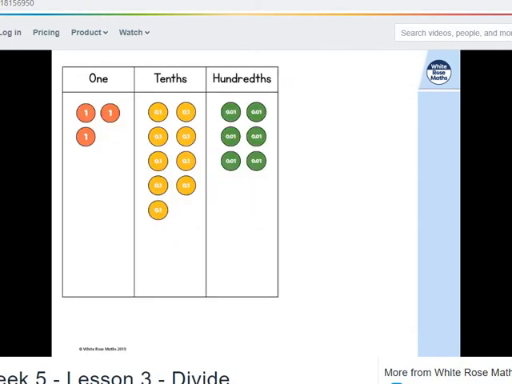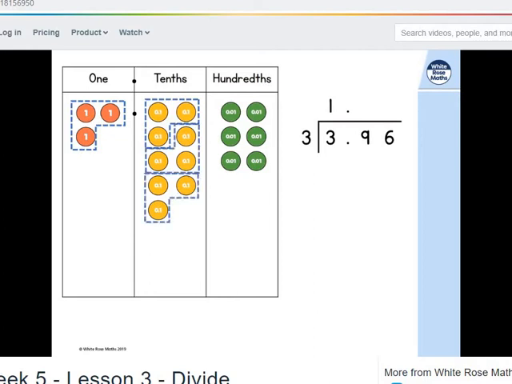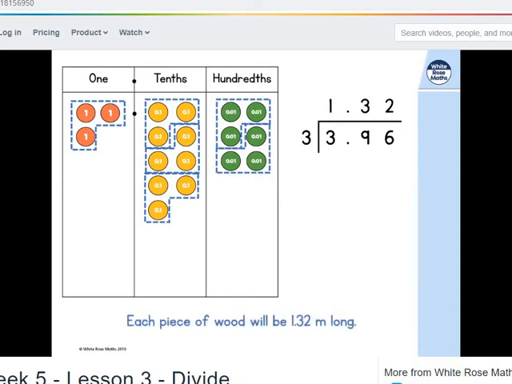Let's represent our 3.96 using place value counters, not forgetting our decimal point between the 1 and the tenths. So let's represent that using short division. We're looking for groups of 3. Well, in 1, there is 1 group of 3. What about in 9/10? How many groups of 3 can you see? Well, there'd be 1, 2, and then 3. So we need to record the 3. And then in 6/100ths, there would be 2 groups of 3. So each piece would be 1.32 metres long.